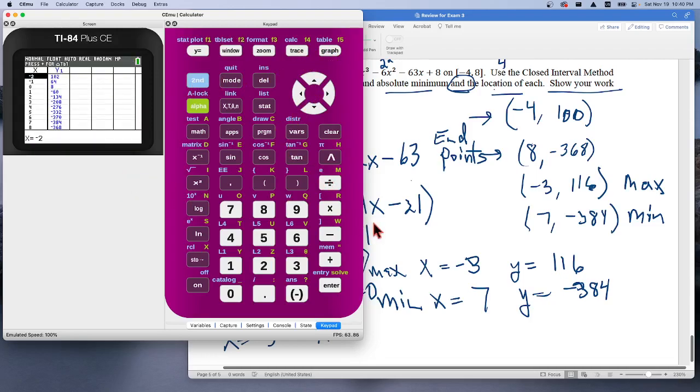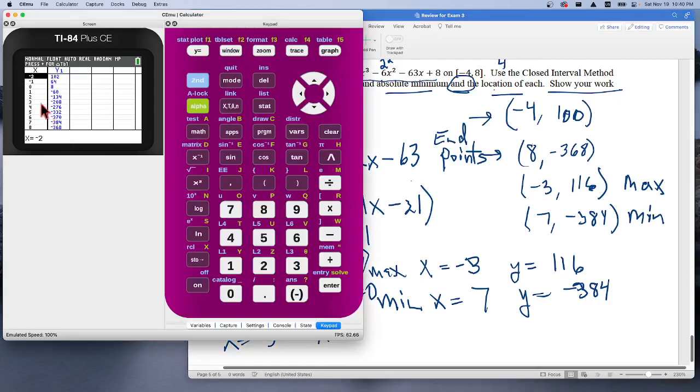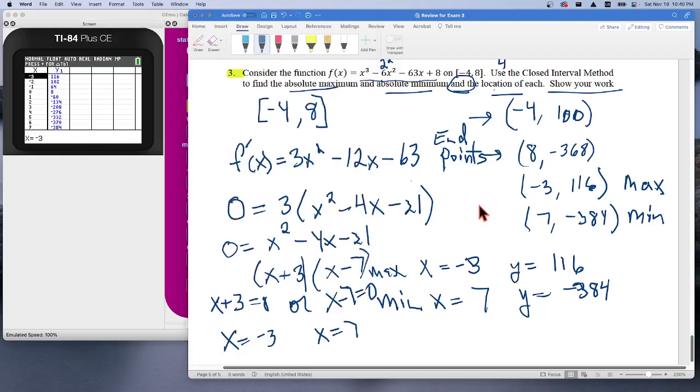If you don't have a graphing calculator, it makes it a little bit harder, but then you could plug those in by hand, and again you would plug them back into the original function up here to get the values, and we see, yes, negative 3 is 116, and 7 is negative 384. Okay, so those are the last two. Take a look at the other ones we worked through, and again review these ones we focused on, and you should do just fine.